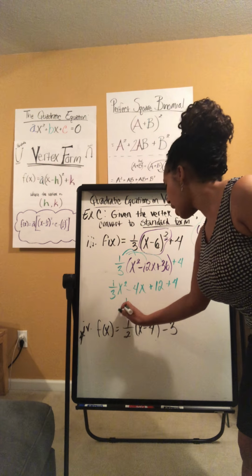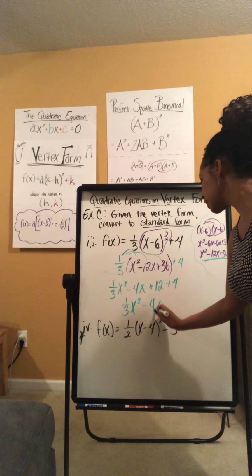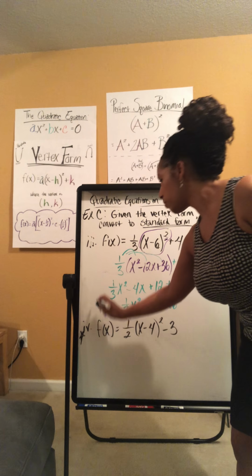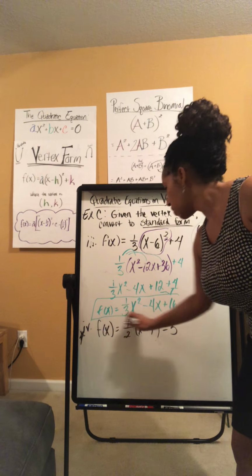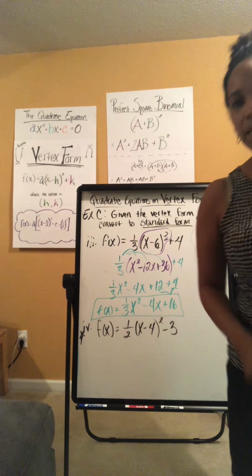And then I'll add my like terms at the end, so 1/3 x squared minus 4x. The 12 plus the 4 come together and give me 16. And then, of course, I can drop down the f of x in the front. And there you have it. I have converted from vertex form to standard form. Number 4 is your star.